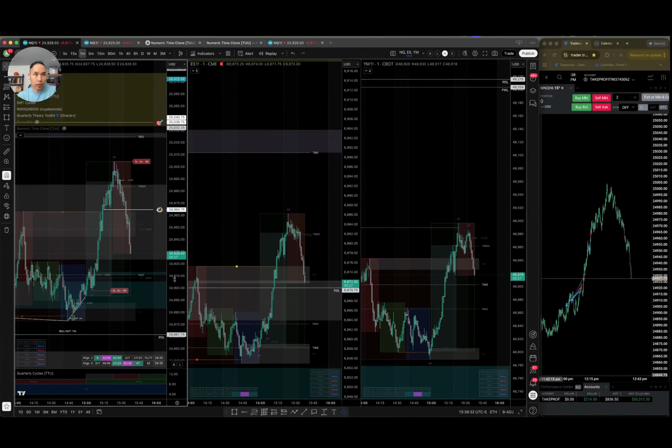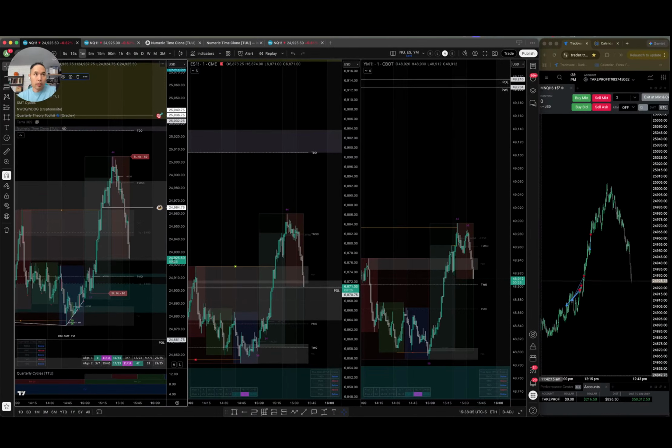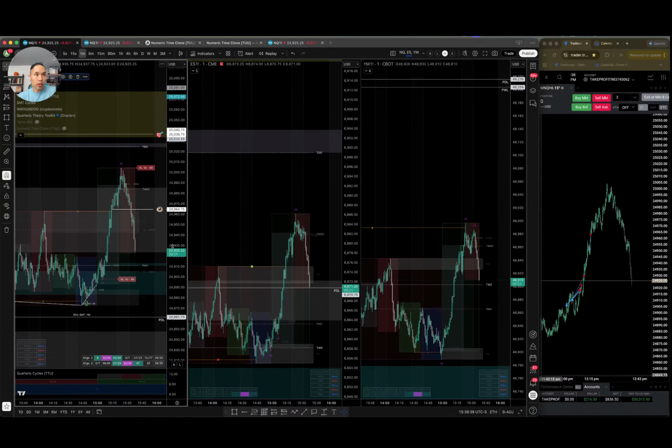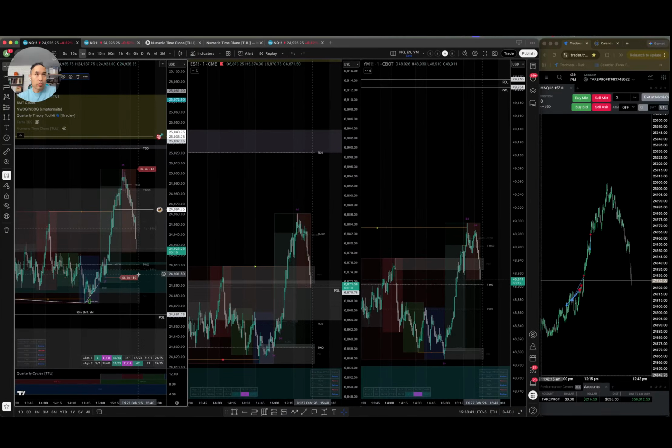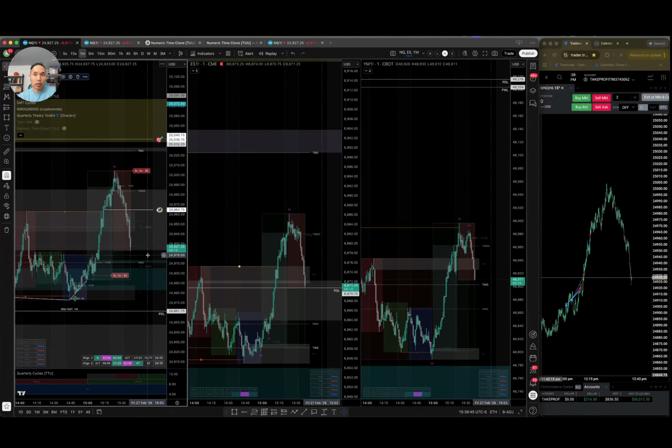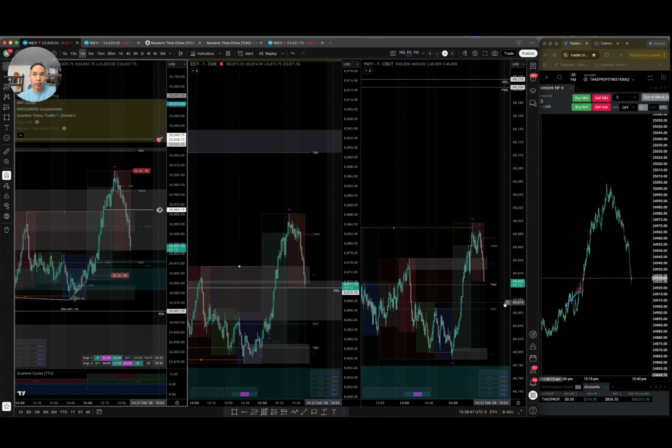24 and 24, 23. So around PM open. Let's see if PM open holds, or if it's going to dump. I think PM open's going to hold. No. Control SMT.